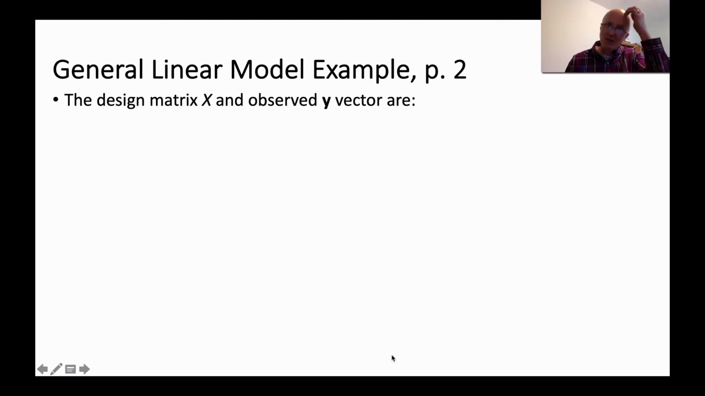What is the design matrix X and the vector Y of observed values? Like before, the design matrix is typically tall. The first column is going to be all ones. The second column is going to be all the x1 values that we have observed values of y for. The third column is going to be all the x2 values. And then there's going to be a fourth column that will be the product of x1 times x2.